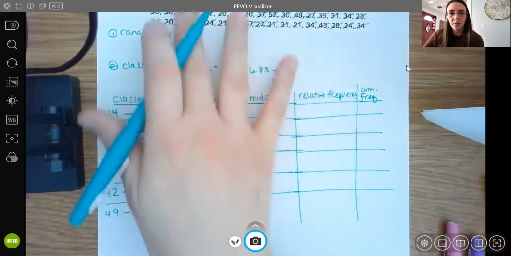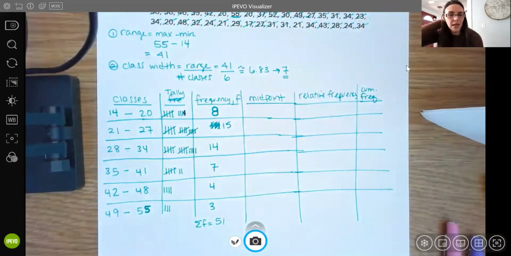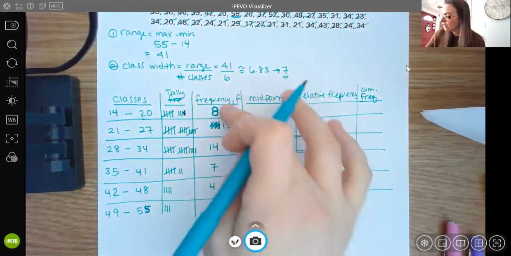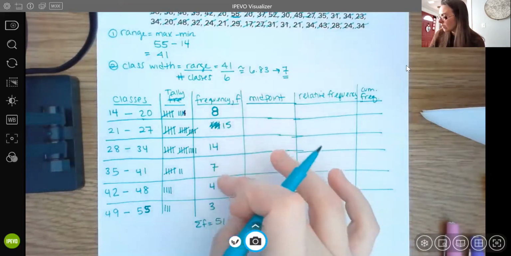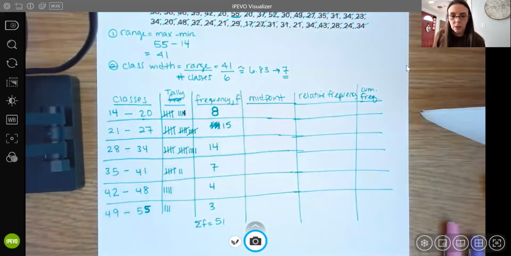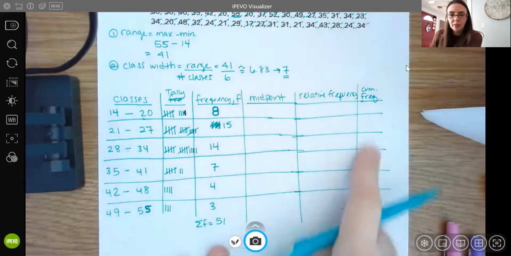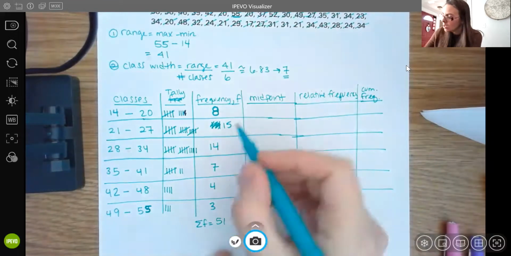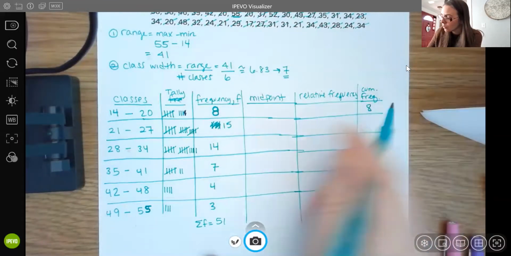So double check as you're going through. And again, it may even help to put that data in order. So although it takes some time to do that, it will help your counts be much faster. So you should have 8, 15, 14, 7, 4, and 3 for your totals. So that's your basic frequency table. We can also find other values here. So actually, before I do the midpoint, I'm going to do the cumulative frequency first because that's the easiest. So you're starting with 8 in the first row.